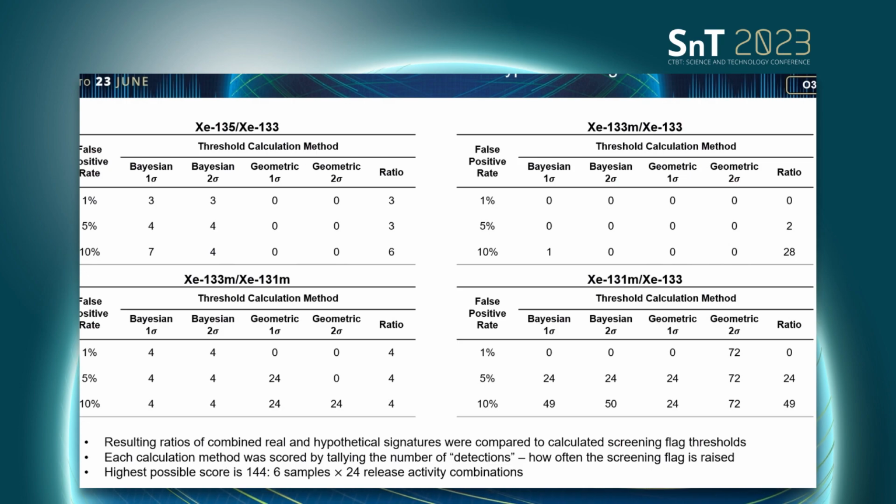You'll notice that the results were not consistent across the different radioxenon ratios. For example, for xenon 131m to 133, the highest score was 72 using the geometric Fieller's theorem approach with a 2 sigma confidence interval. However, the same approach for xenon 135 and 133 and xenon 133m and 133 all had 0 detections.